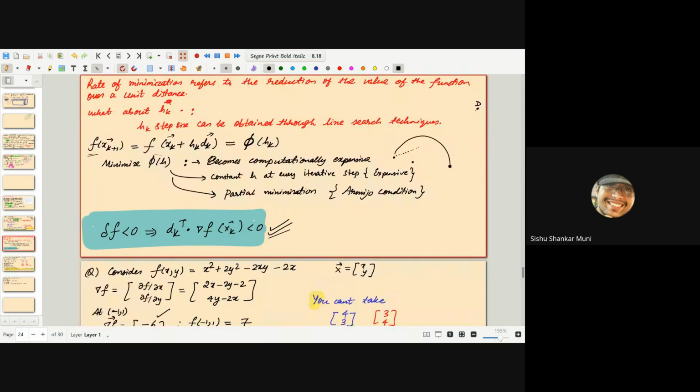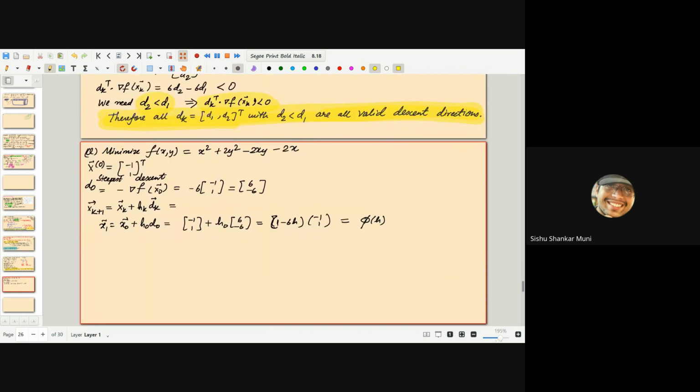Here. Yes. Do you remember now? I told you that it will be only a function of phi of h, so it will be an optimization problem with only one variable. Okay, so phi of h is minus 1 minus 6h, minus 1 comma 1. So it depends only on h. You just have to minimize phi of h. How will you minimize phi of h?